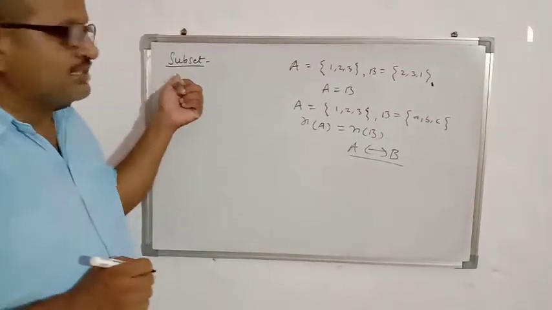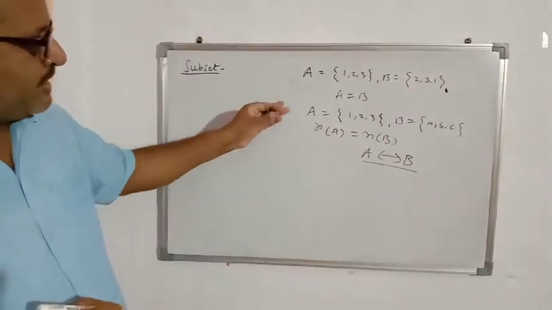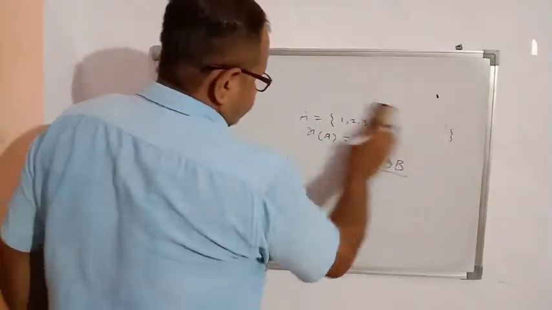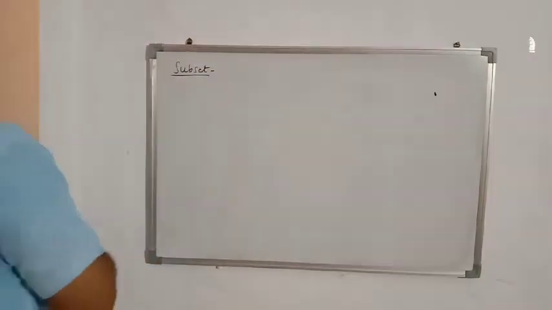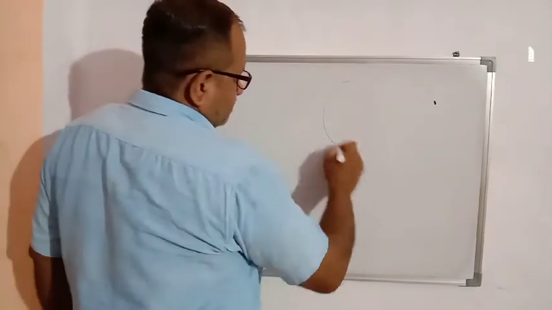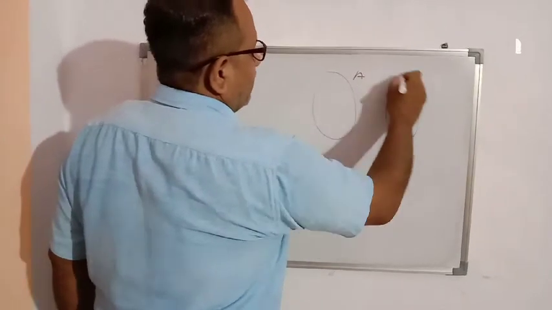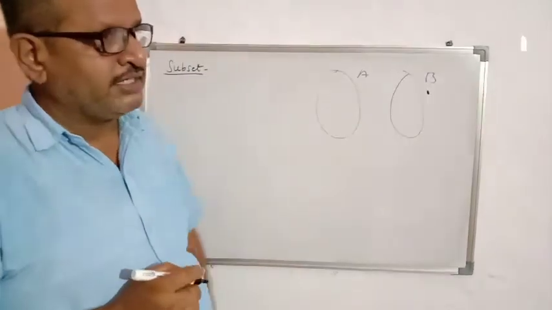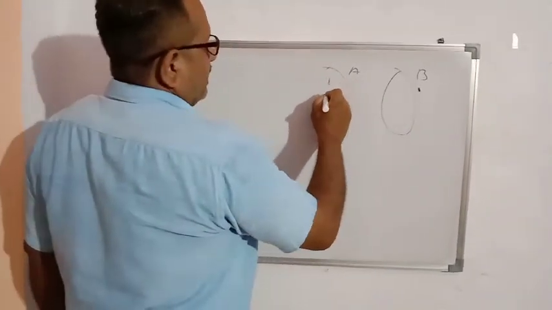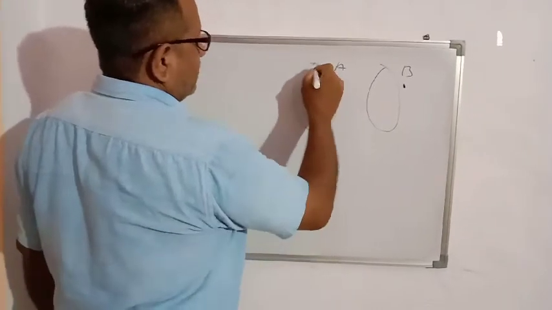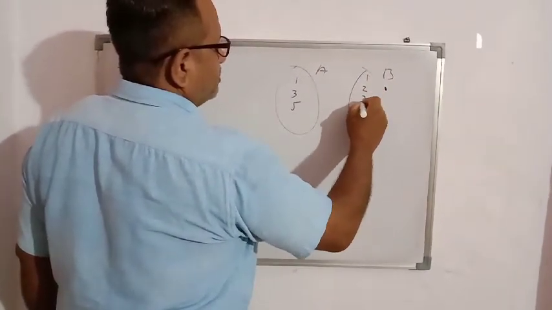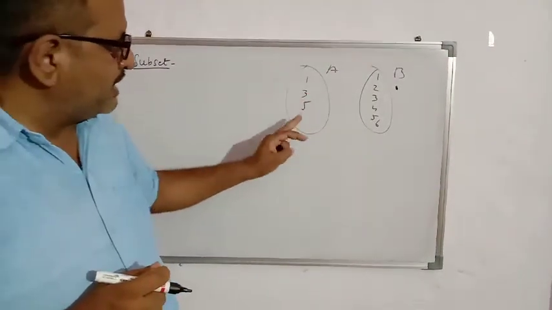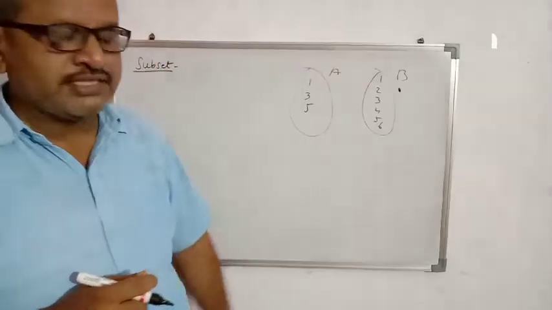Today we have to discuss the subset of a set. In the previous video I told these things. Now we will discuss subset of a set. Let us suppose two sets, one set is A, another set is B. The elements in set A are 1, 3, 5. In set B, the elements are 1, 2, 3, 4, 5, 6. Set A contains 3 elements, 1, 3, 5, but B contains 1, 2, 3, 4, 5, 6.